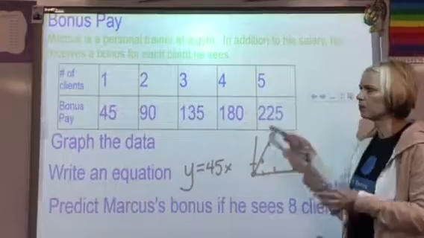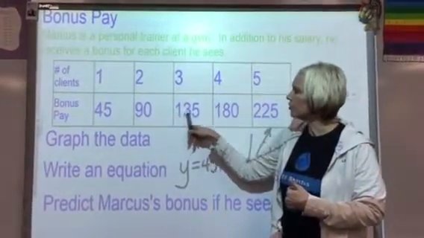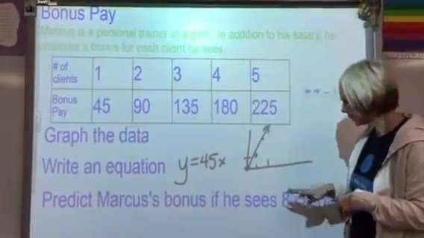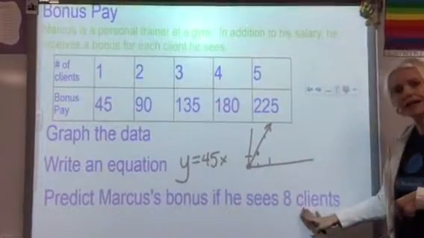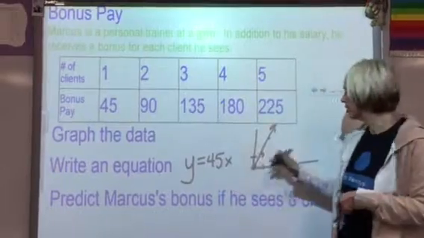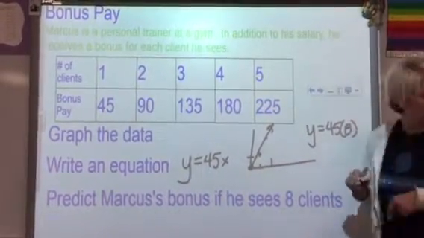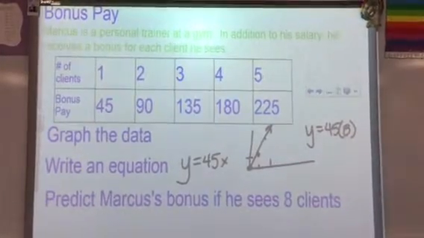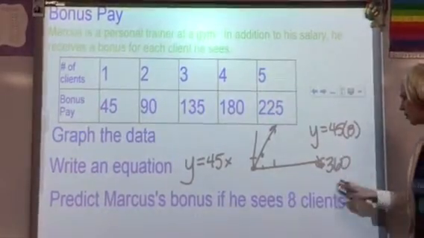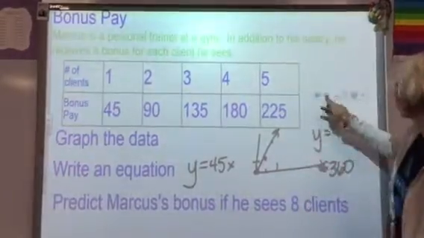And you can even use the slope formula here too if you're not sure. You could take y2 minus y1 over x2 minus x1, and you would still get 45 over 1. So if Marcus were to see 8 clients, what would his bonus pay be? Well, you could just plug an 8 in here and do 45 times 8. And when you do that, you can see that he makes a total of $360. So I'm going to give you a real world situation in your notes for you to try, and you can do that at this time.